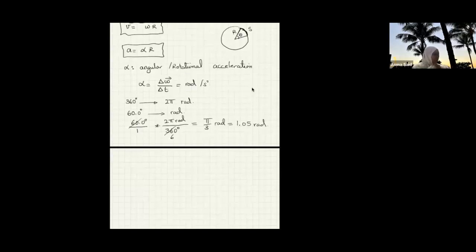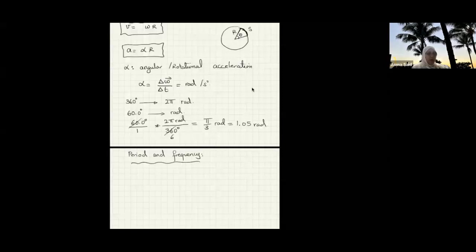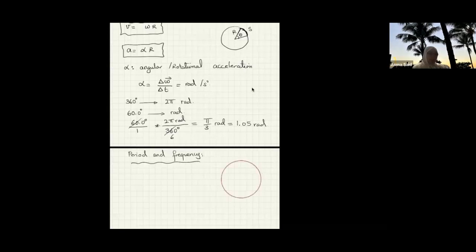Okay, now, another thing that is really related to circular motion: two parameters that we are interested in, period and frequency. I have my object on my circle here. It's going to go in a circle. Maybe it has started somewhere here, and it's going to move in this direction, and then it's going to come back. When it comes back to the same point, we call this one cycle.